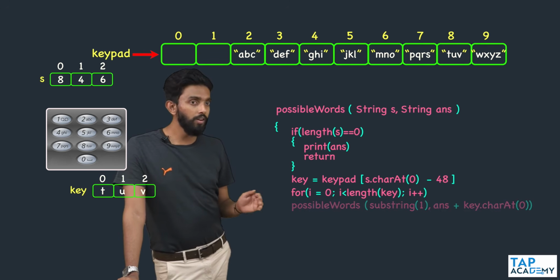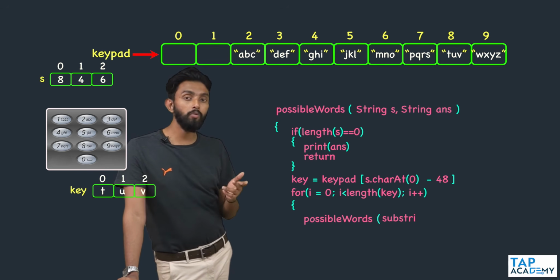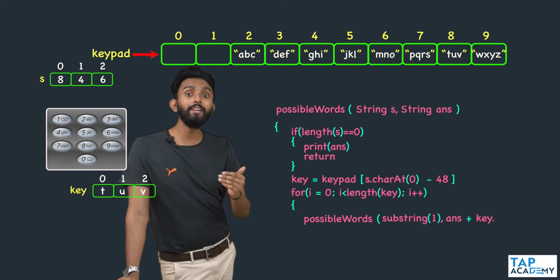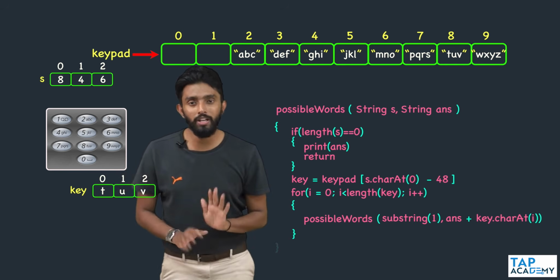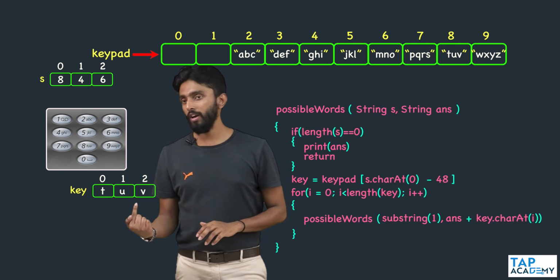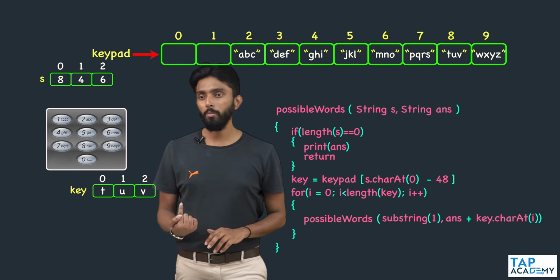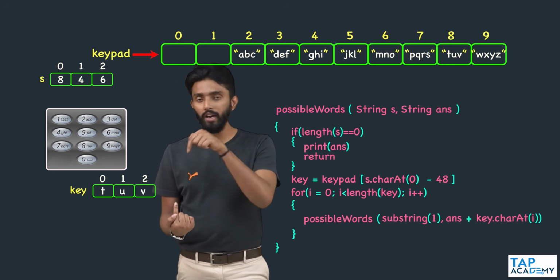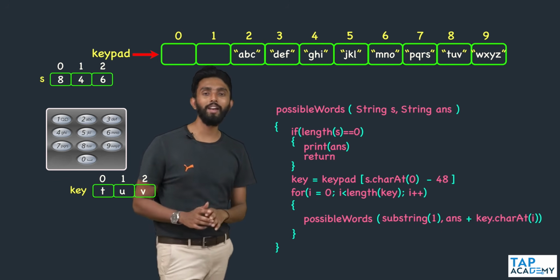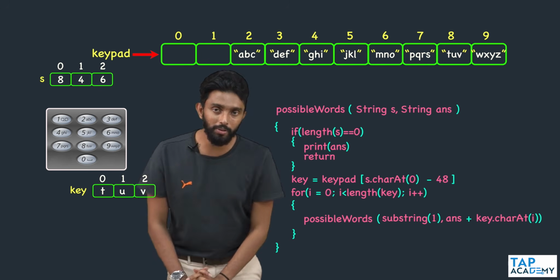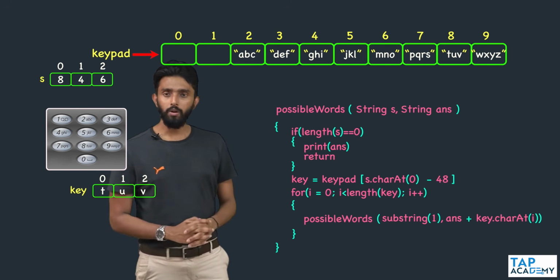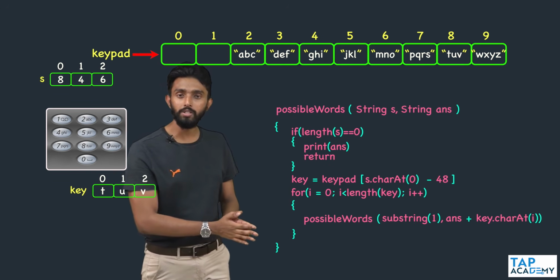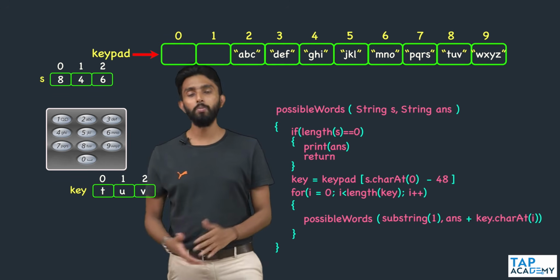And inside that I will call possible words of substring of 1 comma answer plus the character at the ith position. In general, if I is 0, if I is 1, if I is 2, then obviously the loop will stop. If it was 4 characters, then the loop would work for this character also. I hope all of you are able to think. Perfectly it works. This is the recursive solution for this problem.